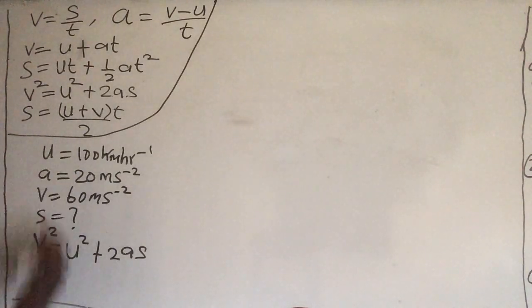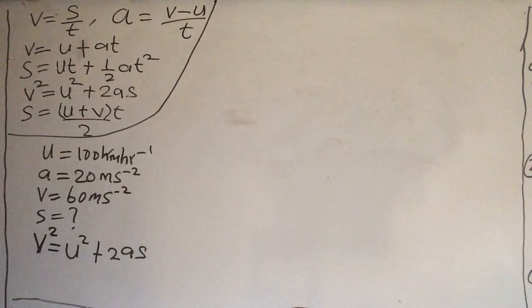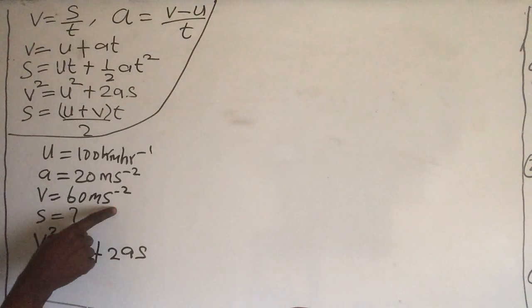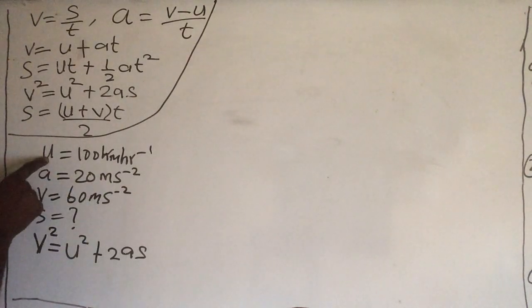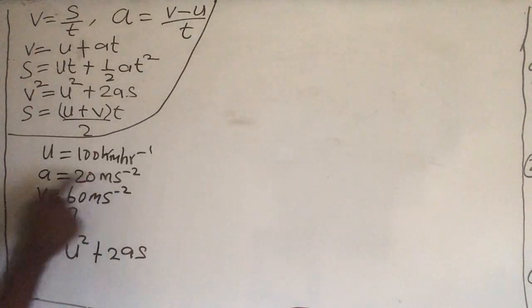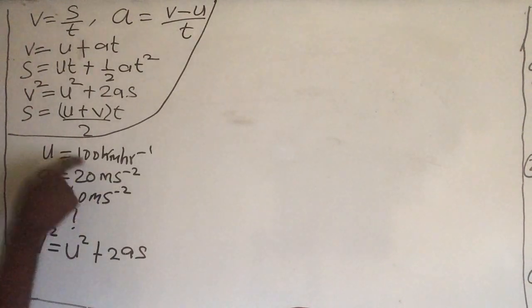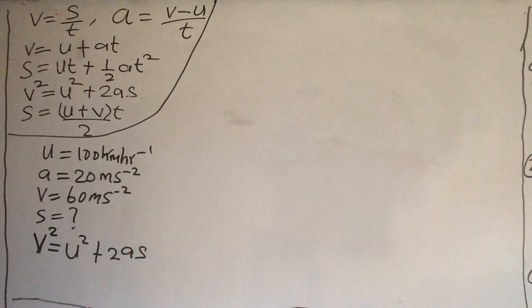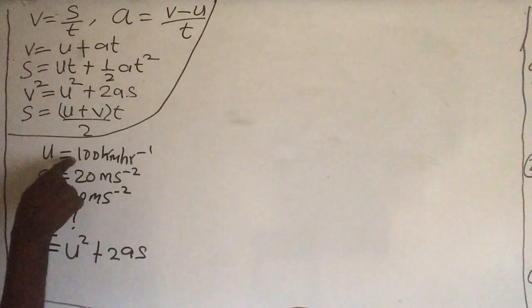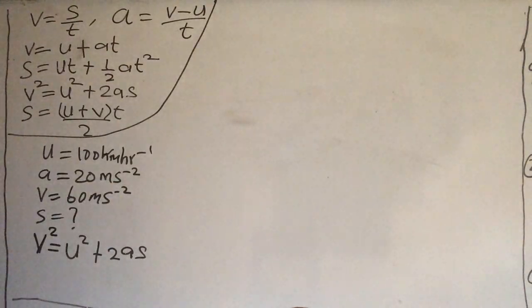Now, while we fix it, first of all, our velocity is in meter per second, right? Our acceleration is in meter per second square. But our initial velocity is not in meter per second, it is in kilometer per hour. Now we change it to meter per second. How do you change it? I have treated how to convert units in one of my videos. You can check it on my YouTube channel.